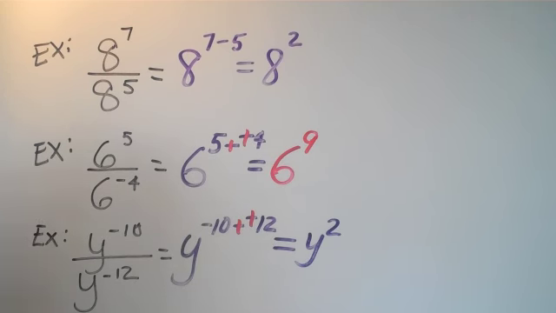So that's all we did there. You can see it was originally negative 10 minus a negative 12, and then I had to change it with the red lines to make it plus a positive.